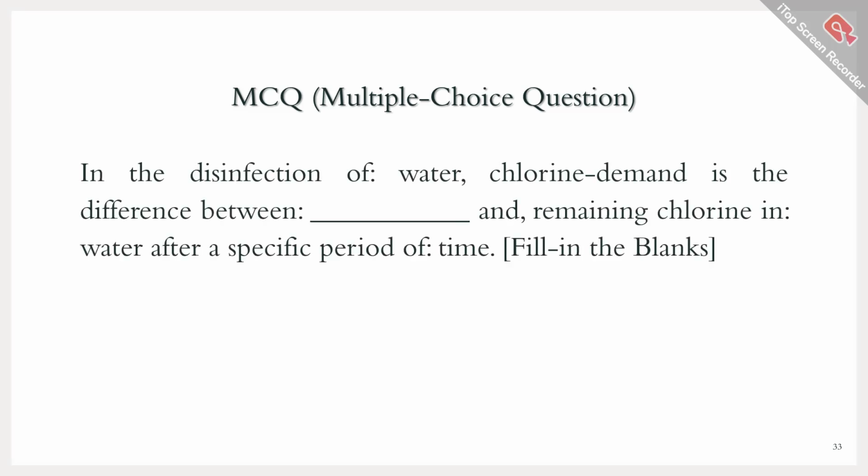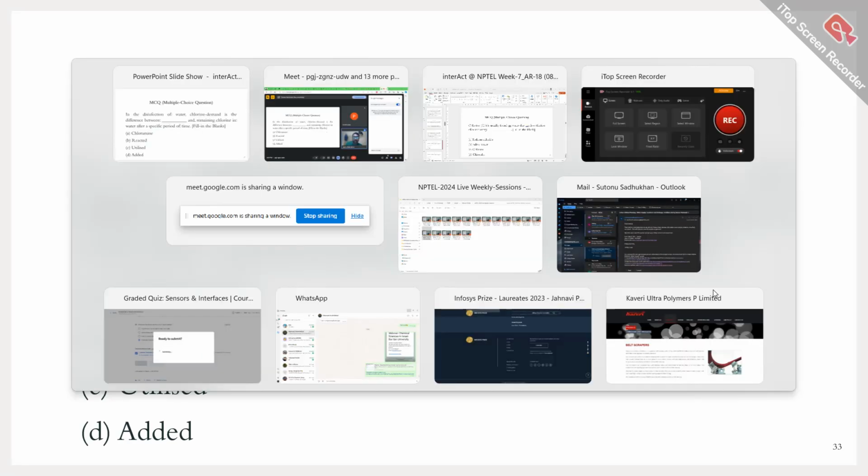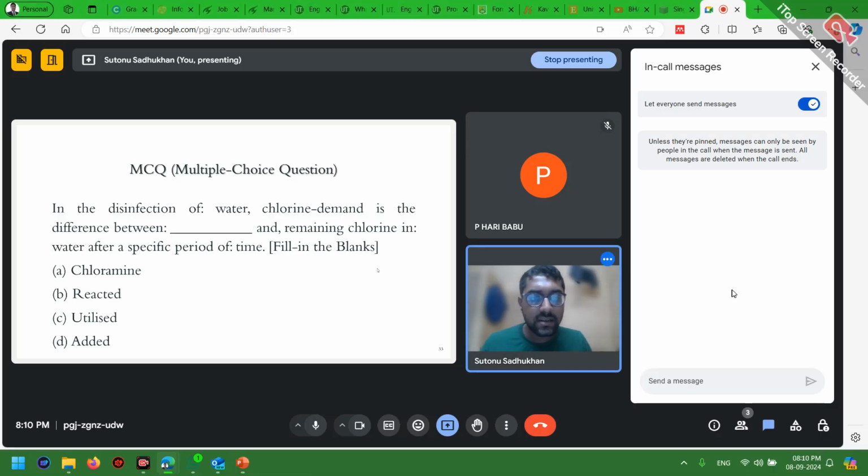In the disinfection of water, that is chlorine, chlorine demand is the difference between dash and remaining chlorine in water after a specific period of time. Fill in the blank. The options are option A chloramine, option B reacted, option C utilized, and option D added. So what is the definition of chlorine demand in the process of water disinfection? It is the difference between remaining chlorine of water, which is to be subtracted from what, after a specific period of time: chloramine, reacted chlorine, utilized or added one? Which one will be the correct option? Please type it in the chat box if you are attending. I'll wait.